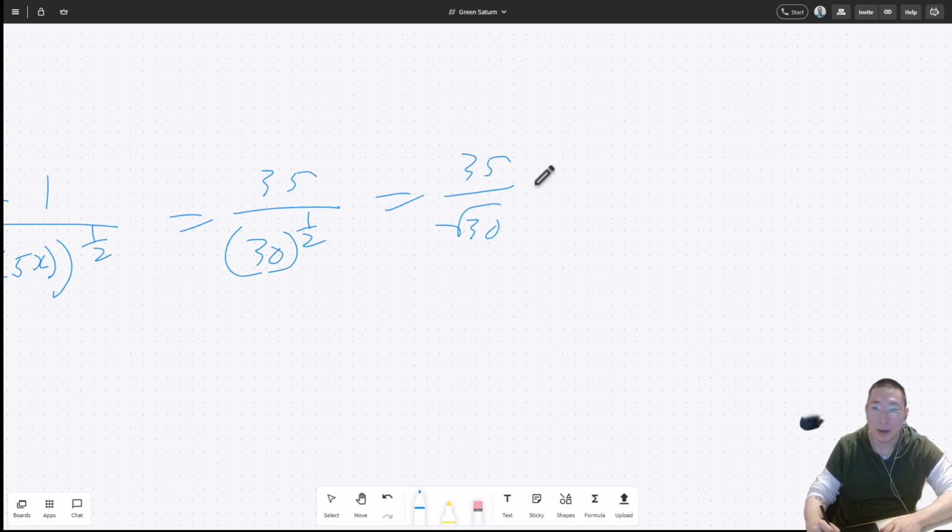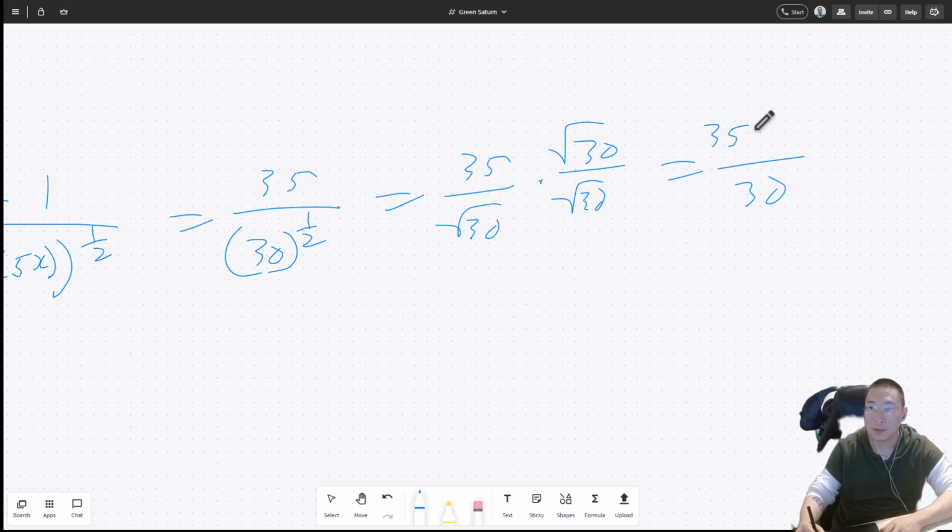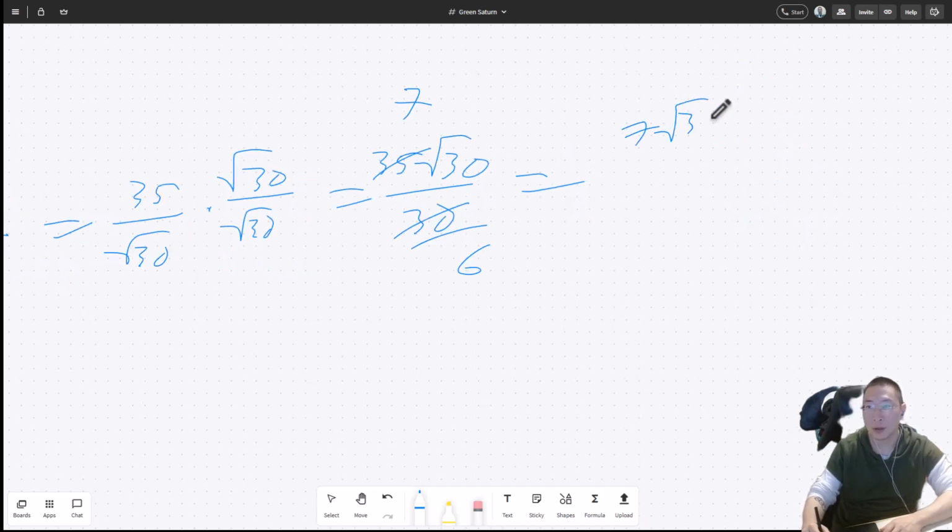And then we'll be able to multiply the top and bottom by root 30, which is pretty simple. That becomes 30 on the bottom, and 35 times root 30 on top. Divide top and bottom by 5, that becomes 7, and that becomes 6, and that becomes 7 root 30 over 6, and we have our final answer.